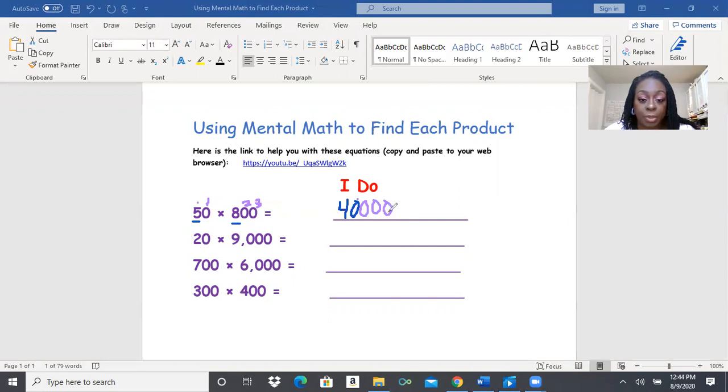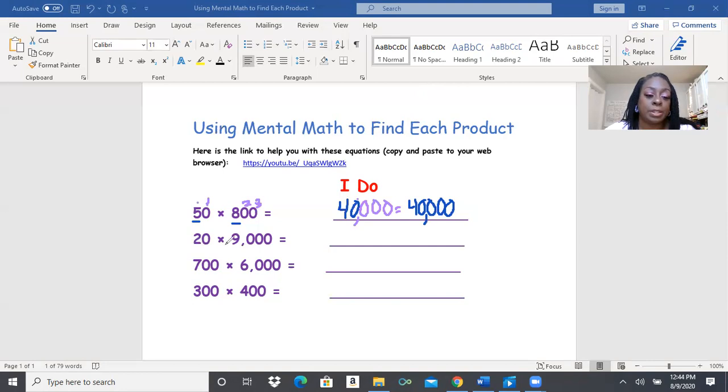This means, and we put commas in series of 3. 1, 2, 3. We'll put our comma here. So then our full answer is 40,000. So we're going to write our 4, the 0 that came with it for multiplying 5 times 8, and the 3 zeros we added because that's how many zeros were involved before we multiplied. So our answer is 40,000.